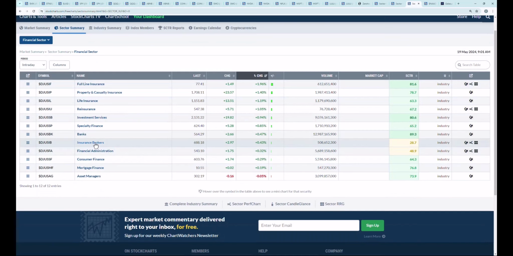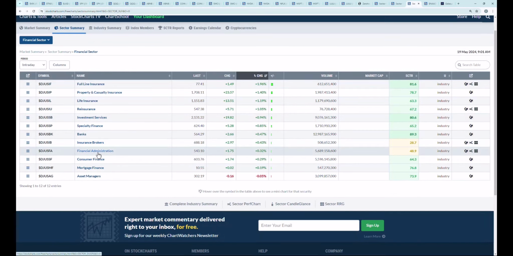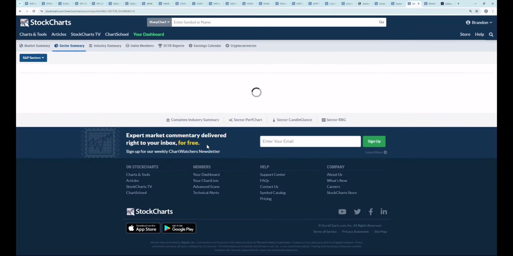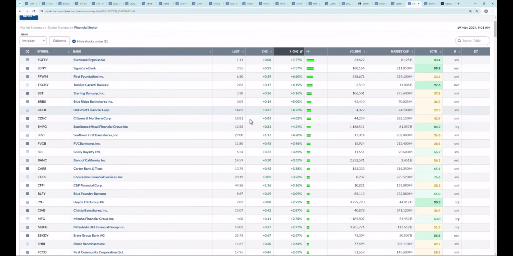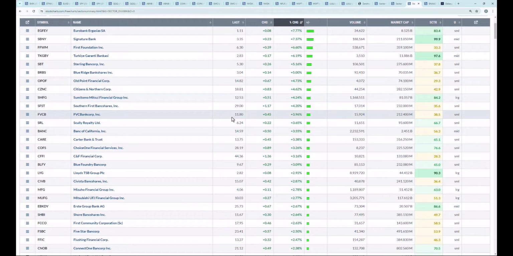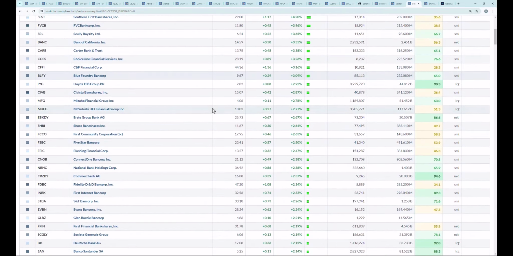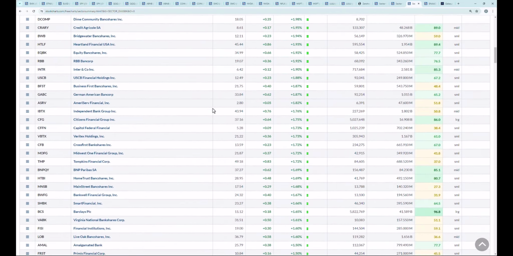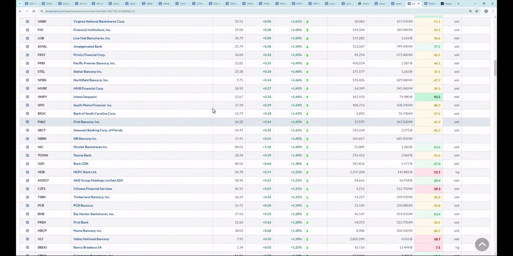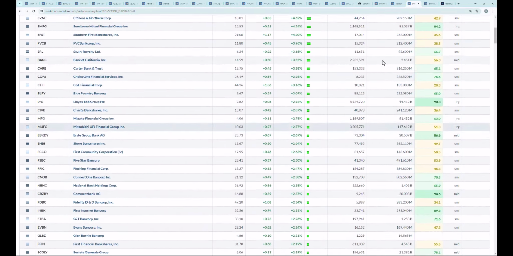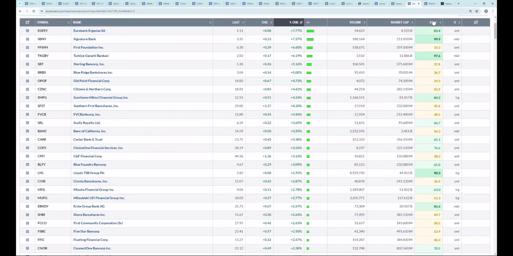There's some weakness in insurance brokers and financial admins, but realistically, all the full line insurance, property casualties, reinsurance companies and the banks, right? Banks are supposedly strong here. It's showing all kinds of strength, right? Let's dive into banks, because banks are typically the ones that should be in trouble, right? Talk about the Fed put here, right? Where are the weaklings? We got all kinds of positive momentum.